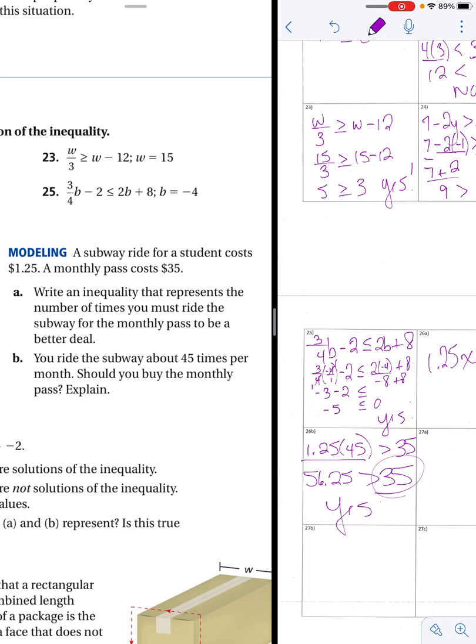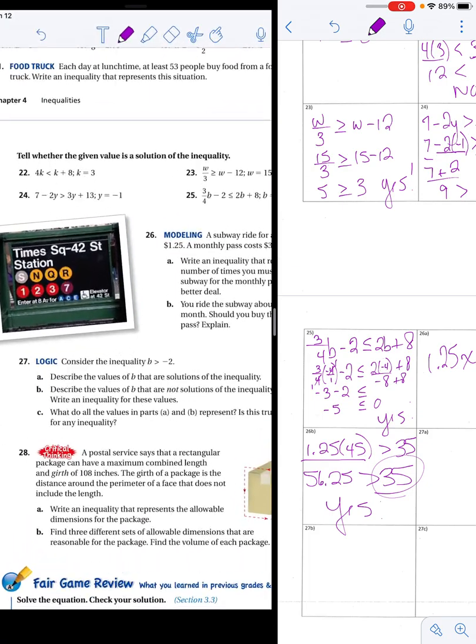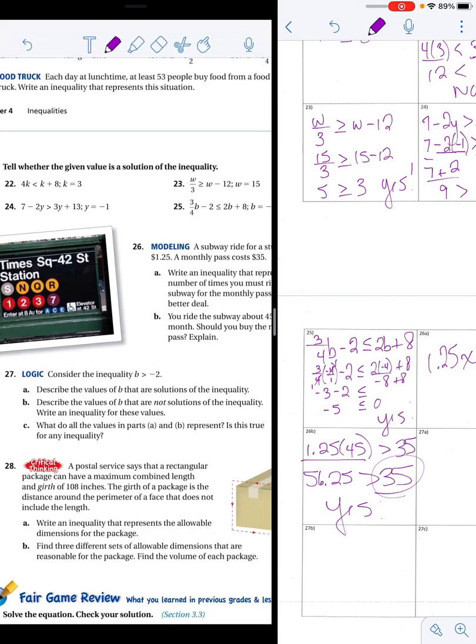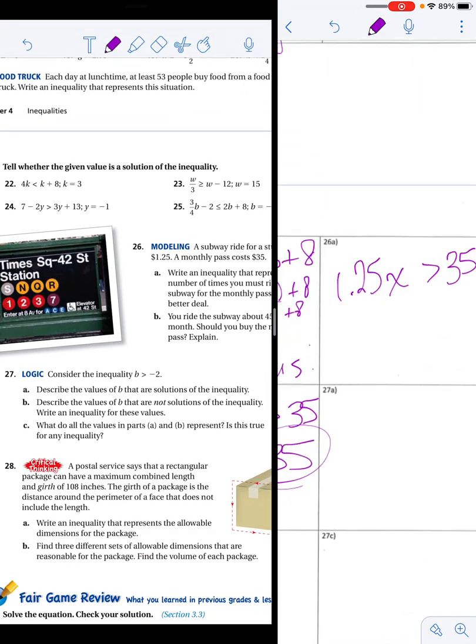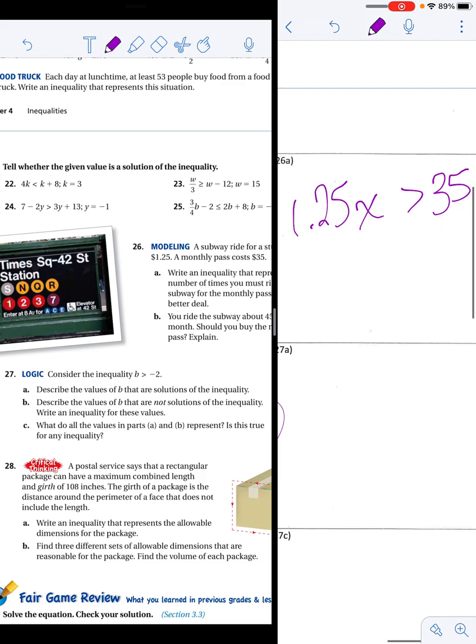So is it better to buy that monthly pass? It is. You're going to save money if you buy that pass. Okay. And then let's look at 27, the last one. It's going to A, B, and C.